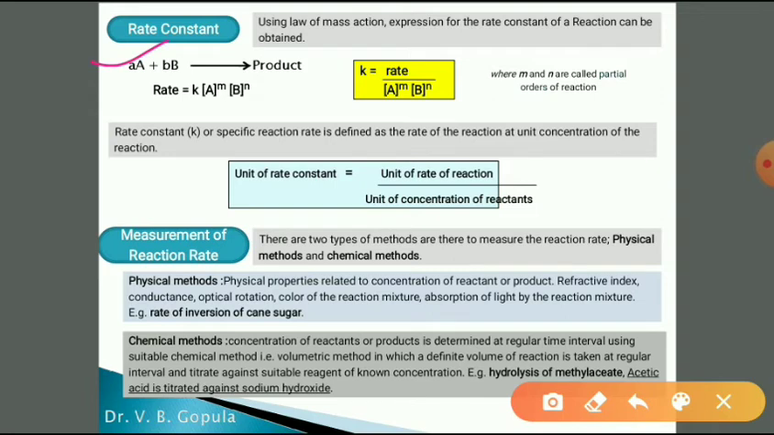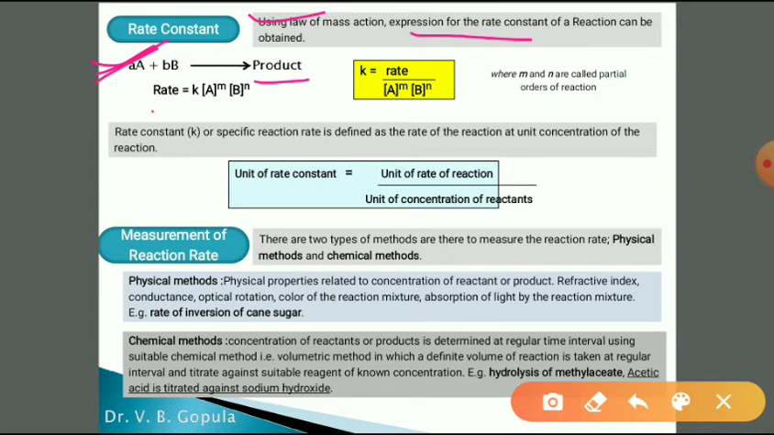in which the molecules A and B interact with each other to give the product. Here the small a and small b are the number of molecules of A and B respectively. So by applying the law of mass action, the expression for the rate constant of the reaction can be obtained.